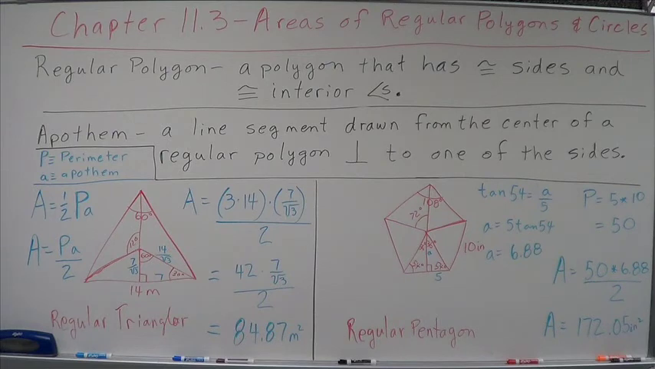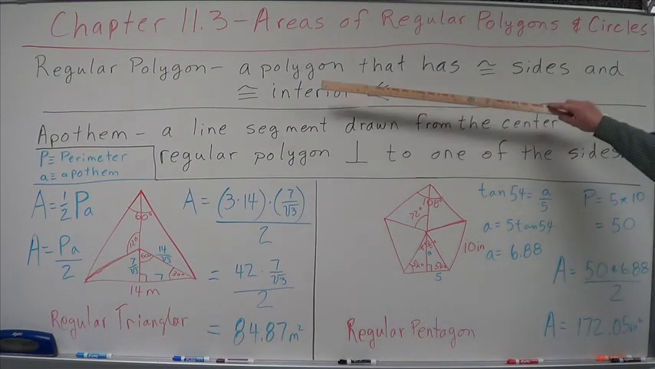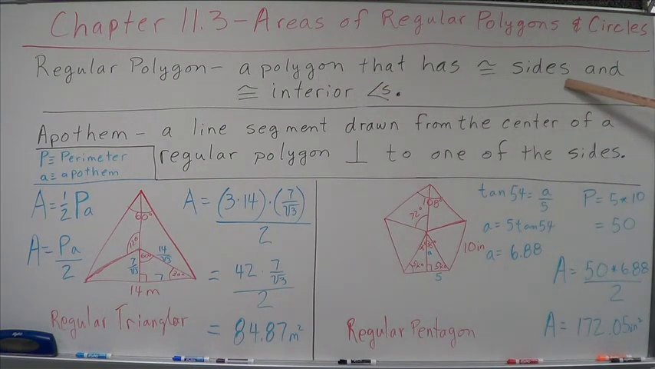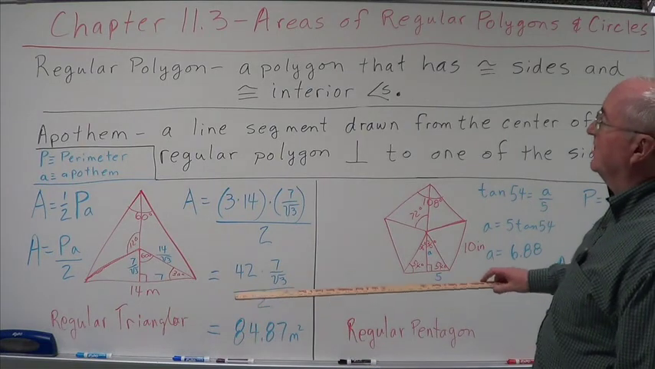First of all, let's remind ourselves what a regular polygon is. A regular polygon is a polygon that has congruent sides and congruent interior angles. That means all of its sides are the same length and its interior angles are the same measurement. Okay? That's nothing new to us. We've been dealing with that for quite some time.